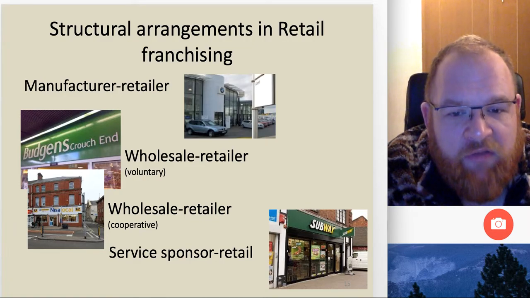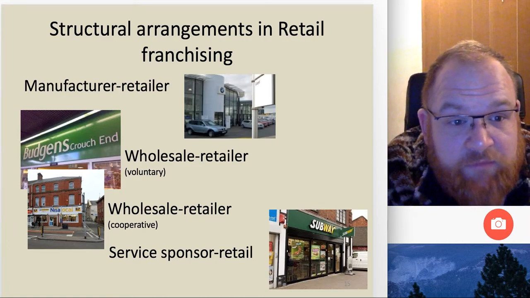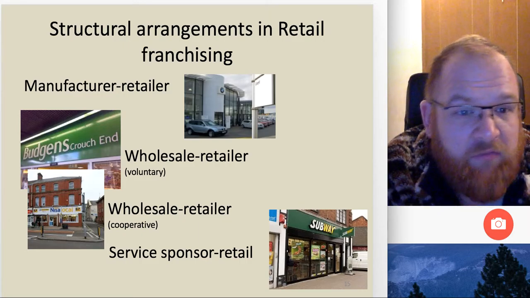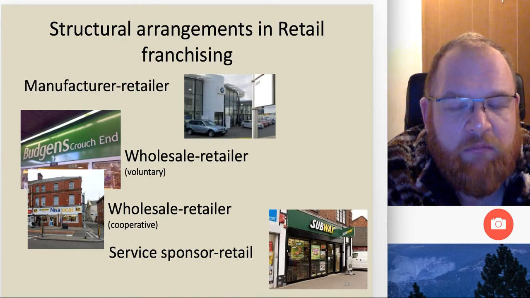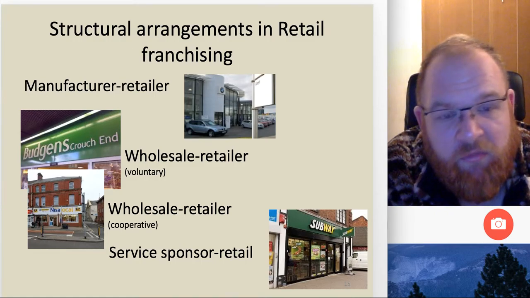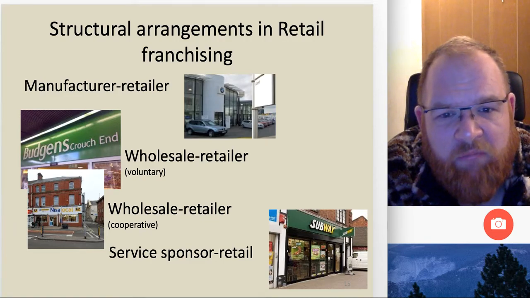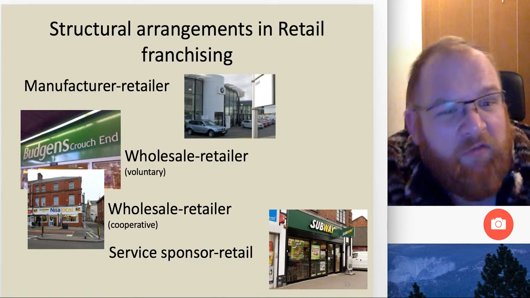A wholesale retailer, which are usually cooperatives, as in they're a smaller number of owners than a PLC, but a larger number of owners than a partnership. And they would typically be where you would buy into the logo, the franchise for Spar, for example, something like that.